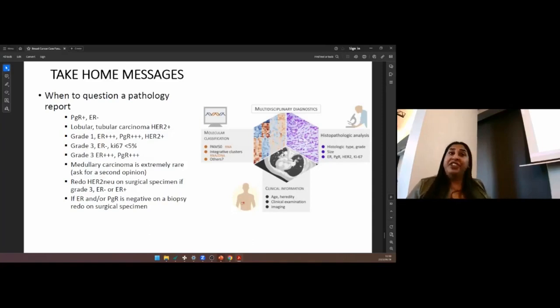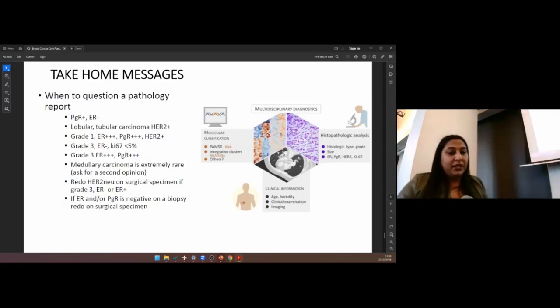If you've got a grade 3 carcinoma, your ER is negative and you've got a Ki-67 of less than 5%, then there is something wrong, obviously, with the analysis of that tumor. Grade 3 carcinomas that technically should be triple negative but are expressing ER positivity like an 8 and a PR positivity of 8 as well. Medullary carcinomas are very rare. They have very specific morphological traits that accompany it, so you must also just ask for a second opinion. This is for the pathologist.